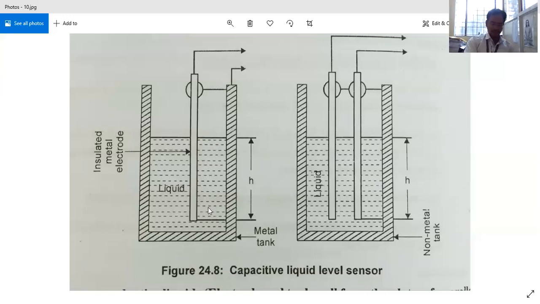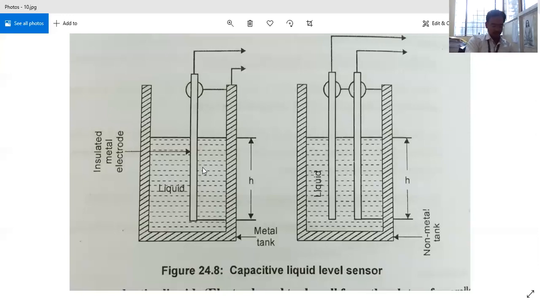This arrangement can be used for both non-conductive and conductive type of level measurement. So we have two types here: conductive type and non-conductive type. The liquids that we are using in the level measurements may be conductive or non-conductive type. Depending on that, we decide whether we have to use insulation materials or not.